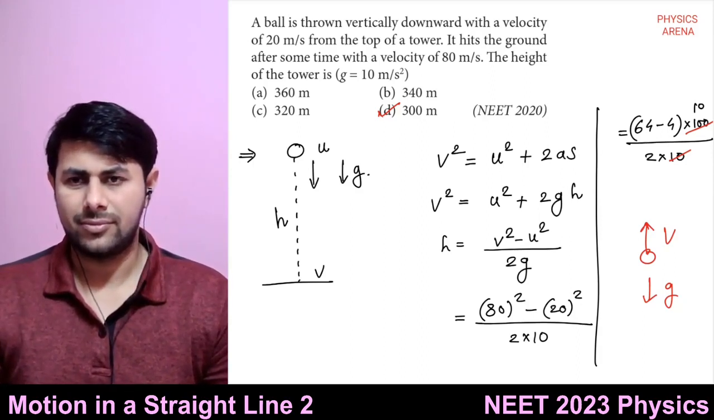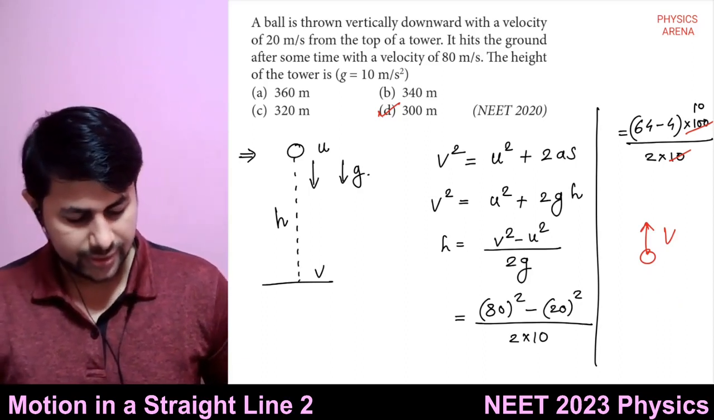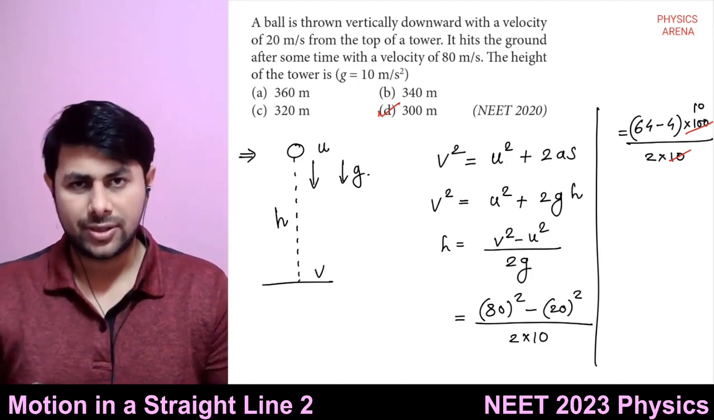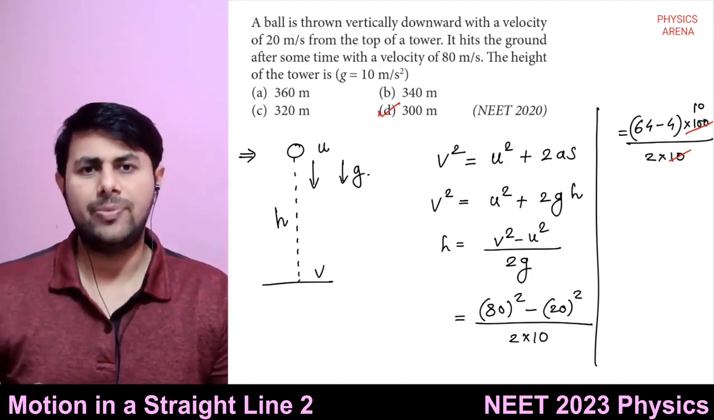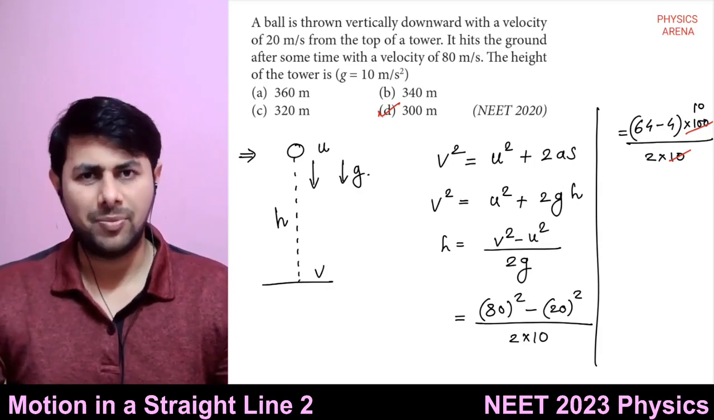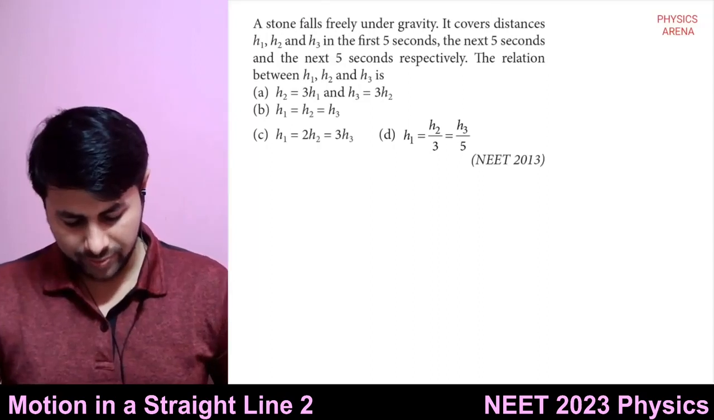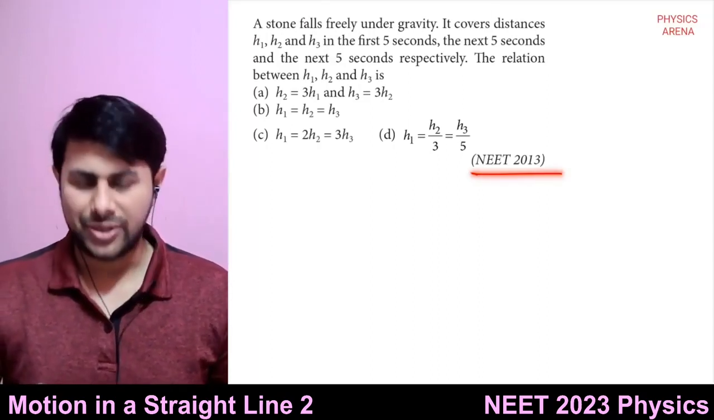Okay, so if acceleration is in the same direction as that of velocity, you will take it as positive. If it is in the opposite direction of velocity, you will take it as negative. Okay, simple convention. Let's move on to the next problem, and this is what I was saying.